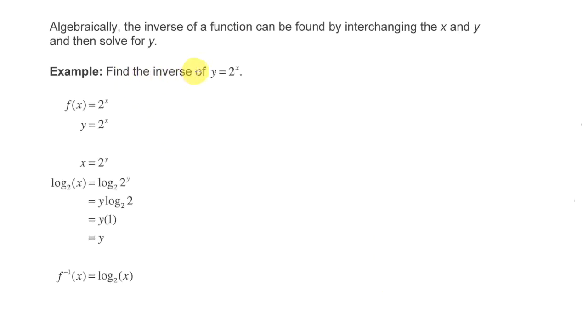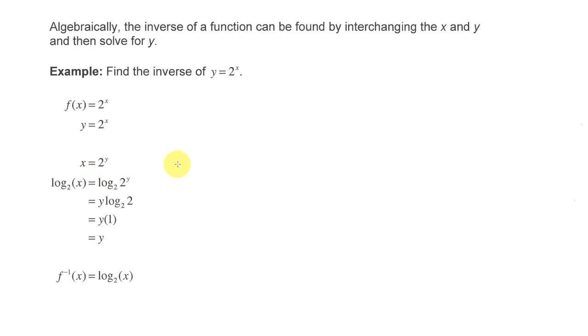If we were to find the inverse of y equaling 2 to the x, this is our technique. We've got f of x equals 2 to the x. I rewrite it as y equaling 2 to the x. Because the connection between inverse graphs is that the x and y simply interchange, for my rule, I'm going to interchange x and y. So instead of writing y equals 2 to the x, I'm going to write that x is equal to 2 to the y.